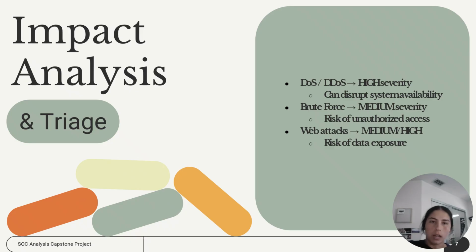We then went and analyzed the impact of these attacks. DOS and DDoS attacks were classified as high severity because they can shut down systems and disrupt availability. Brute force attacks were medium severity since they attempt unauthorized access. Web attacks were medium to high severity due to potential data exposure. Overall, the most critical impact we observed was the risk to system availability and access control. This step helped us prioritize which threats needed immediate response.